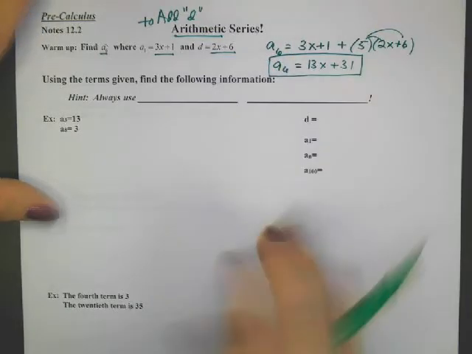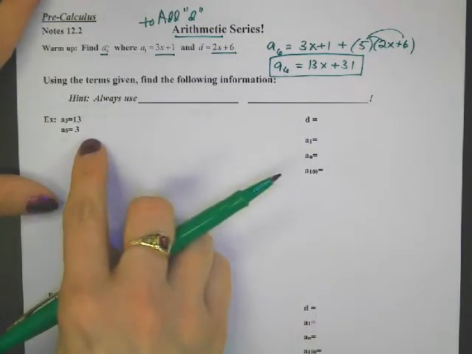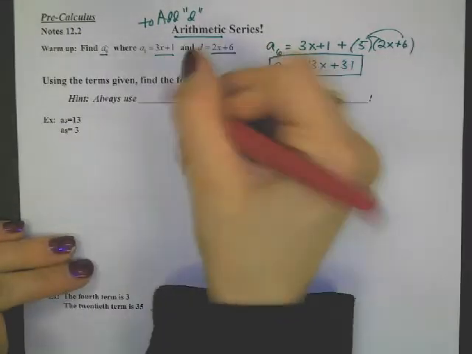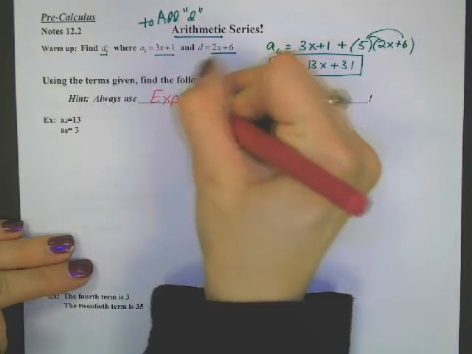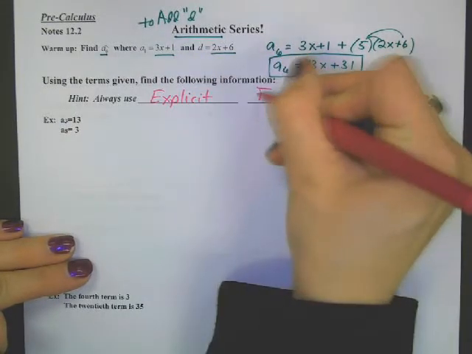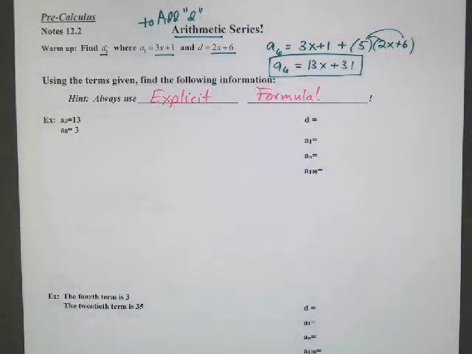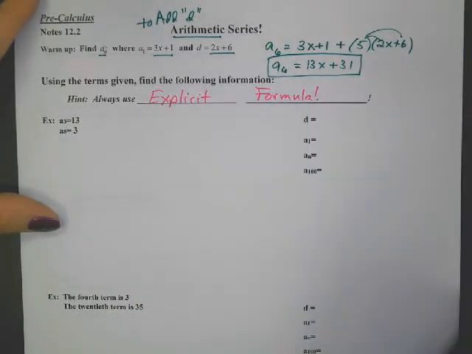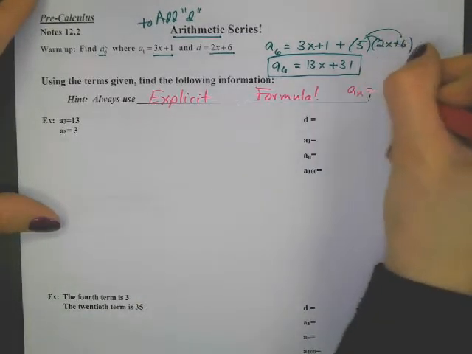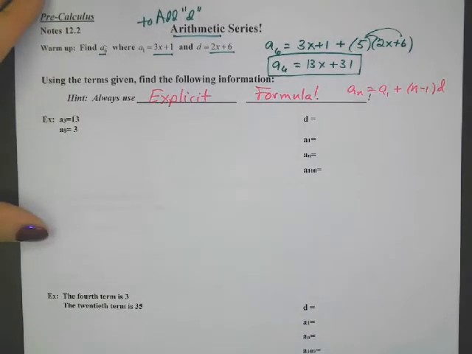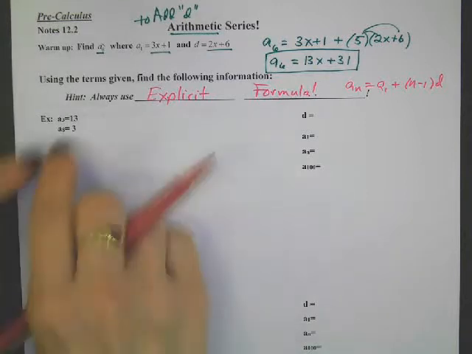Okay, we are now going to look at a couple of terms. Using the terms given, find the following information. And we always use the explicit formula. We're never really going to use that recursive formula. Remember, the explicit formula for arithmetic, a sub n, is a1 plus n minus 1 d. And that just got you warmed up, so we're going to jump right into this.